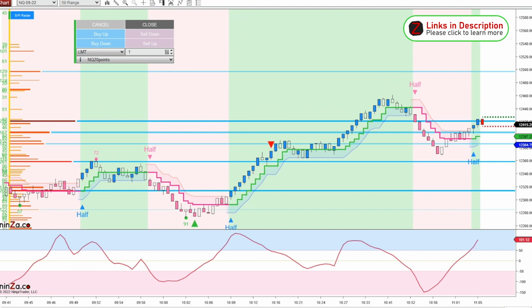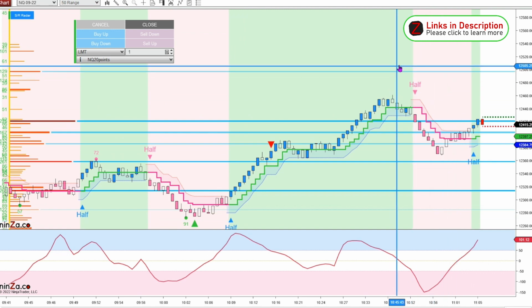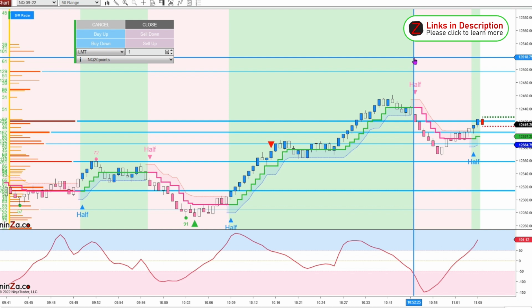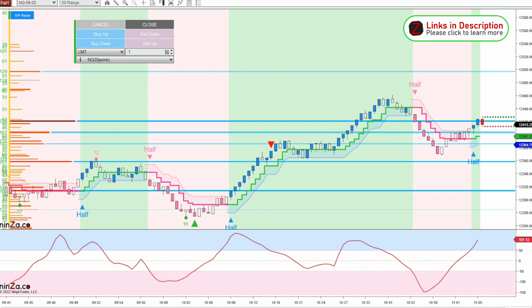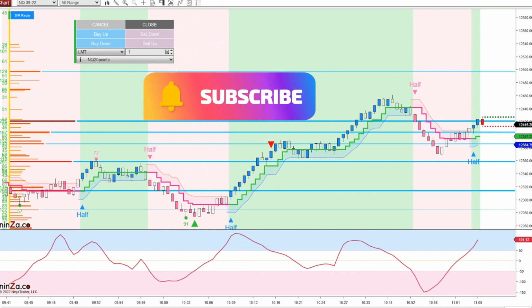That's just some of the ways you can combine indicators to make your own trading system. NINZA has so many different options. You could totally come up with something that fits your trade style and your trade personality. Lots of different options.